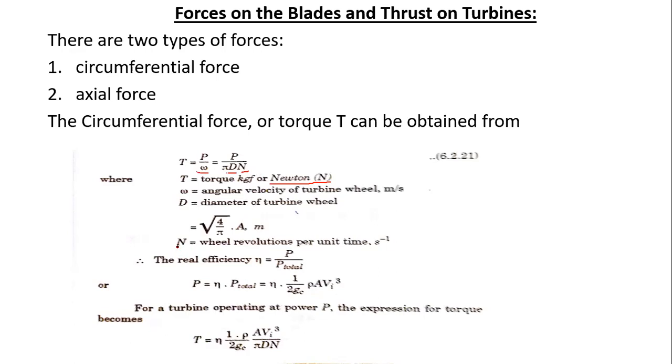So the real efficiency eta is equal to P by P total.